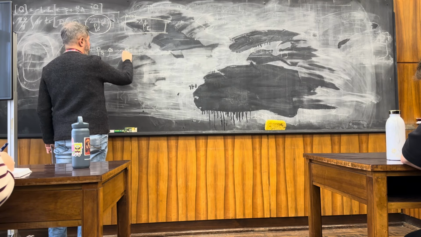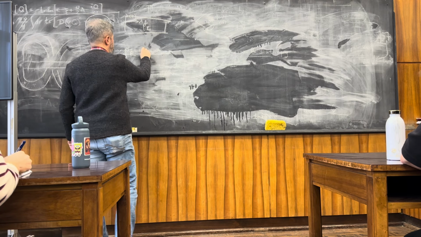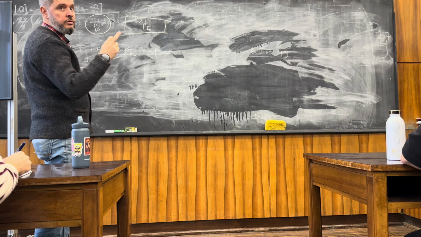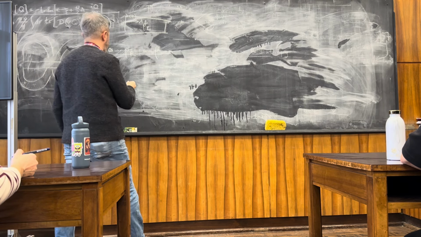So initially we have a product density matrix, and then, so this is where, can you see anything from what I'm writing? You can see it? Okay.